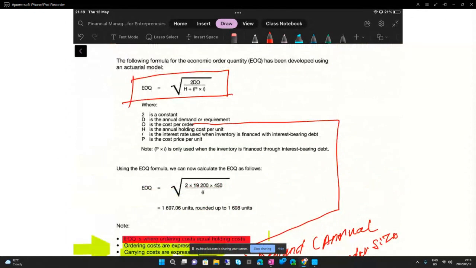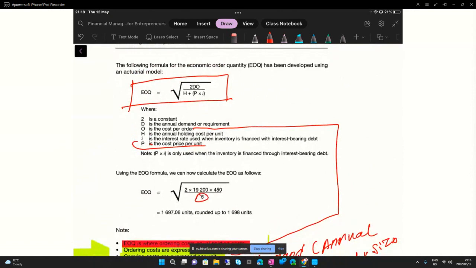There is also an interest that could be implicated, but sometimes it's not included, and then the cost per unit. You might get a cost per unit in a particular problem, but you are not given the interest, so you would assume that the interest is 0. That's why here, for this particular example, this 6 is only the annual holding cost per unit.